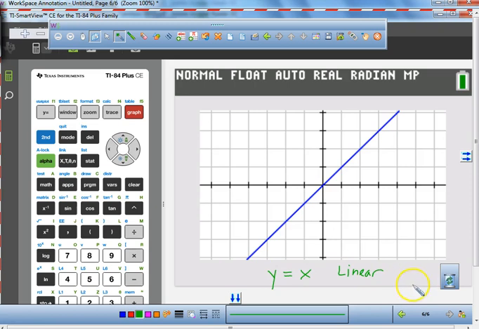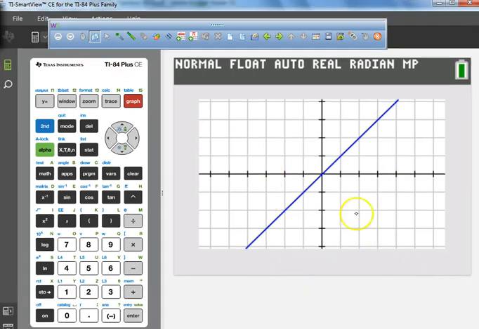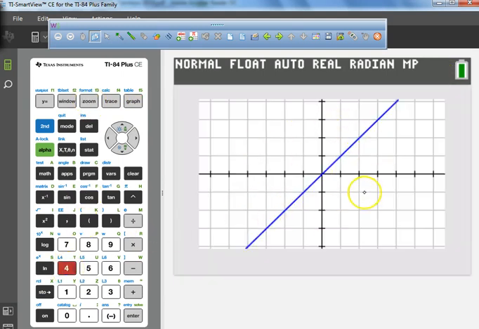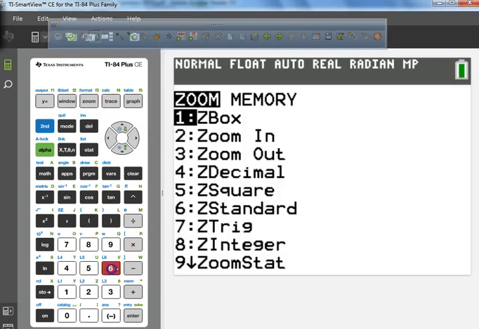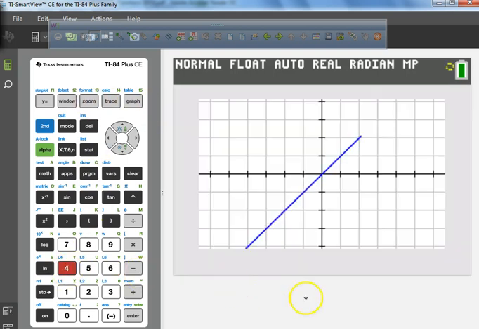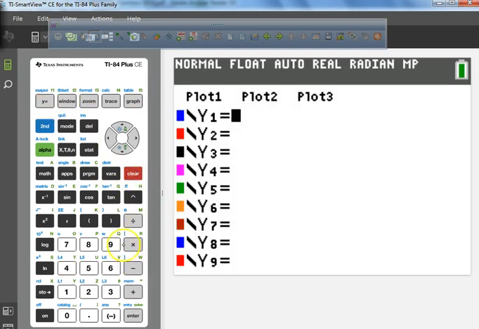All linear functions. Now, if your graph doesn't look like this, you probably need to hit the zoom 4 button and you can look like mine. Okay? If you have zoom 6, it's going to look like this. So zoom 4 brings you up nice and close. So what kind of function is this? Yes, it is a function. Linear. It makes a line. Alright, y equals x squared.